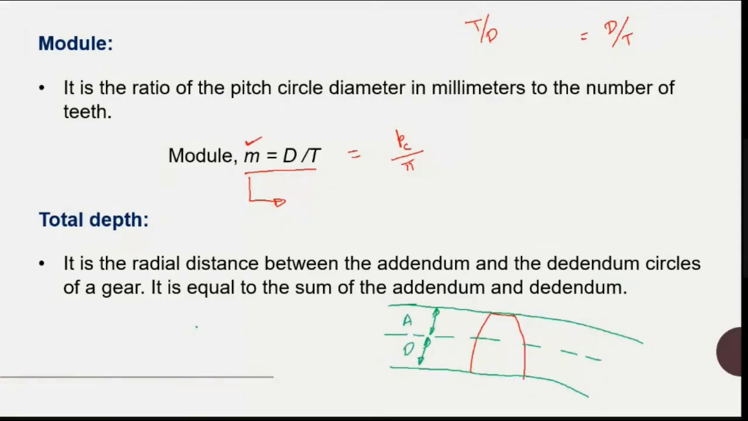So your total depth, TD, will be equal to addendum plus dedendum, right? That is what is indicated here. It is the sum of addendum and dedendum. So the depth is the distance between your addendum circle and the dedendum circle. That is your total depth.